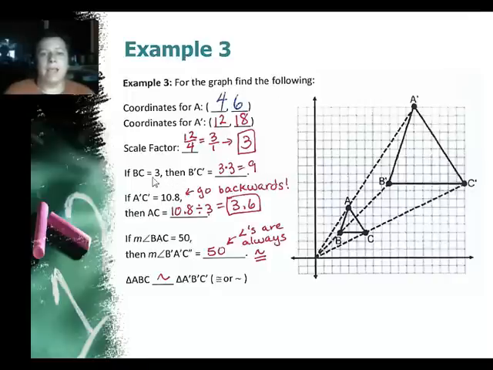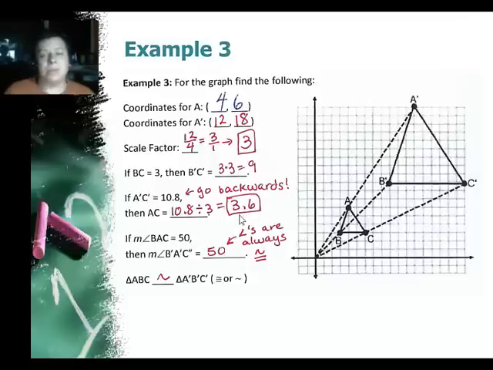Now, I can also apply the scale factor to lengths. So if BC is 3, then B prime C prime would be the scale factor, which is also 3, times 3, which gives you 9. Here they tell me A prime C prime, this large side here, is 10.8, and they want to know the original size of the pre-image. So I can go backwards. Going backwards, I would divide. So 10.8 divided by 3 is 3.6.